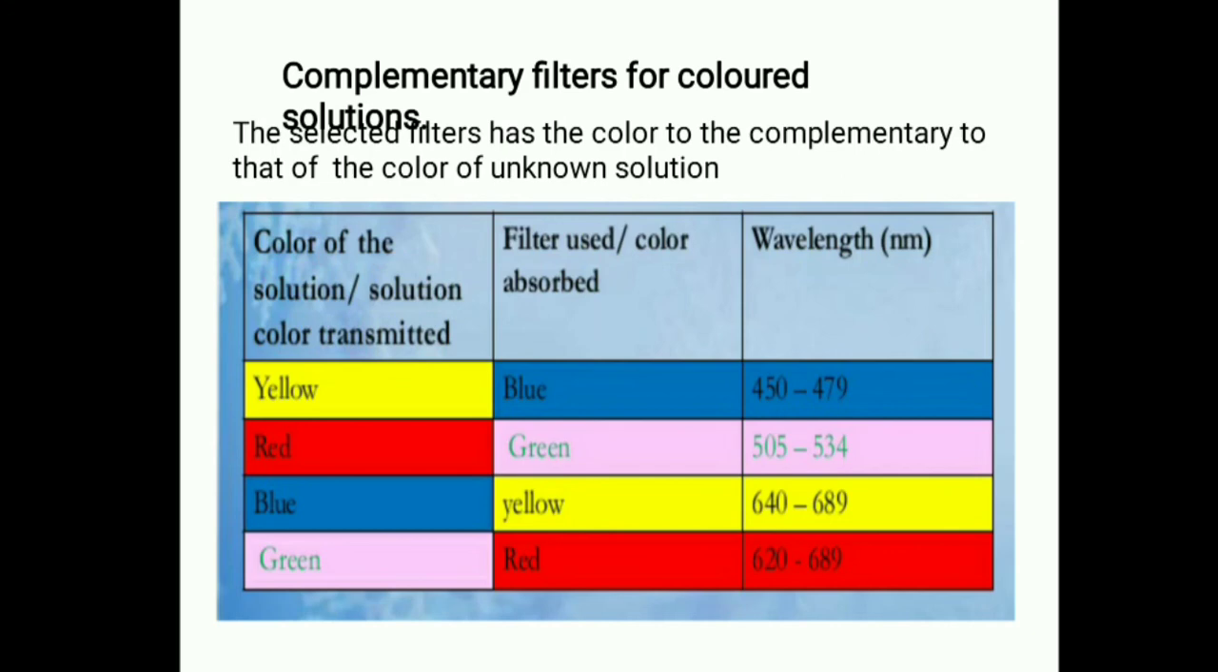If our color solution is red, then we use a green filter. Now this green filter has a wavelength of around 500 to 537 nanometer. If the solution is blue, then we use a yellow filter having a wavelength ranging from 640 to 689. If our solution is green, then we use a red color filter which has a wavelength ranging from 620 to 689.